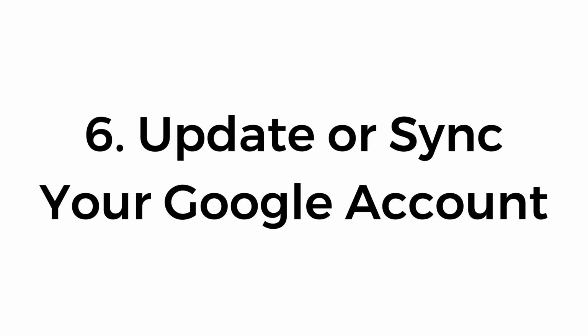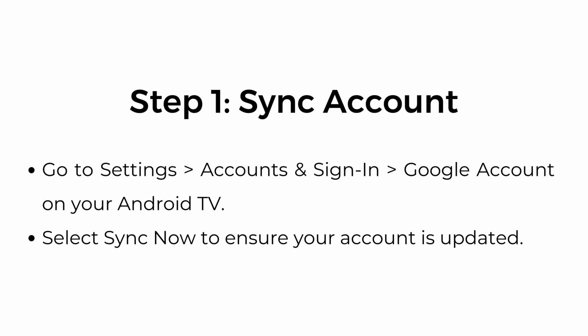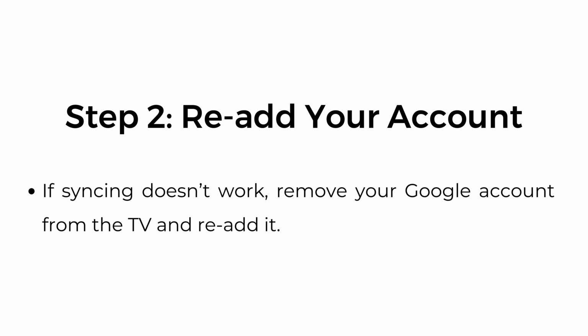6. Update or sync your Google account. Step 1. Sync account. Go to Settings > Accounts and Sign in > Google account on your Android TV. Select Sync Now to ensure your account is updated. Step 2. Re-add your account. If syncing doesn't work, remove your Google account from the TV and re-add it.